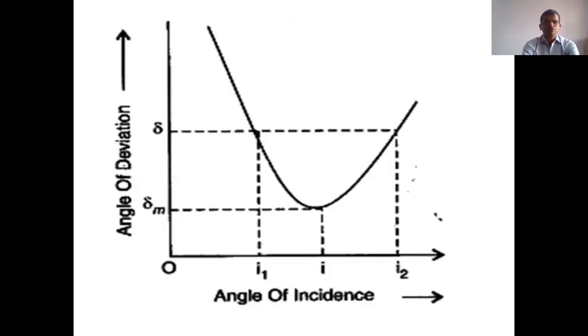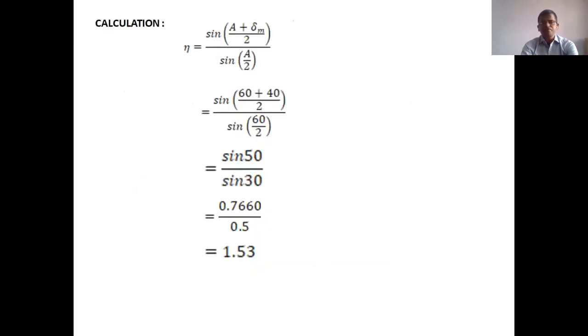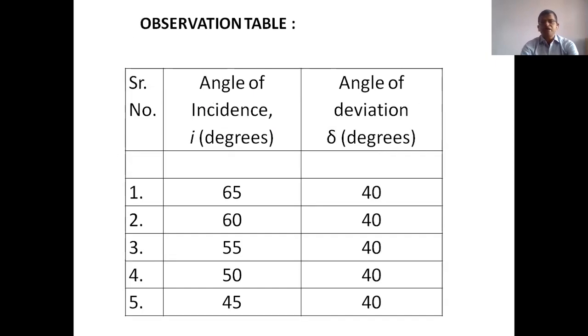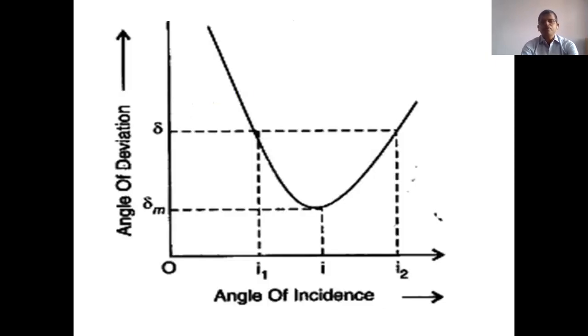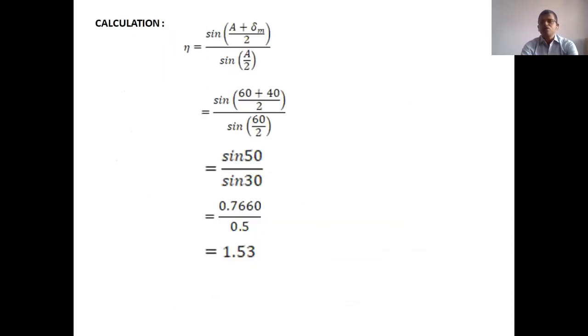Now today we find the value of the coefficient, the refractive index value. We have the equation: eta equals sine of (A plus delta m) by 2 divided by sine of A by 2. In this equation we have the value of A, the angle of prism, but we have no value of delta m. So what is delta m? Delta m is the minimum value of deviation. We have the values of deviation, and with the help of the graph we find the minimum deviation value, and we put this value in the equation.